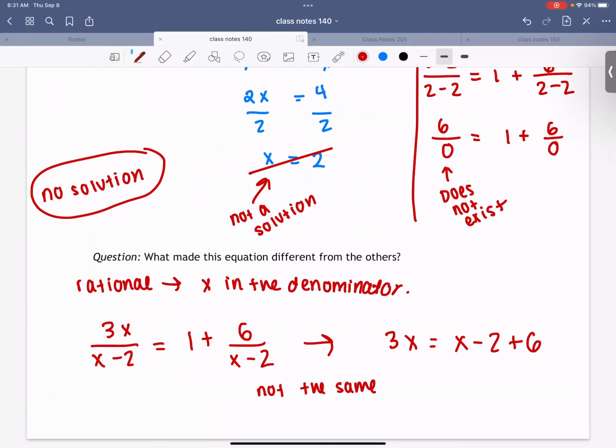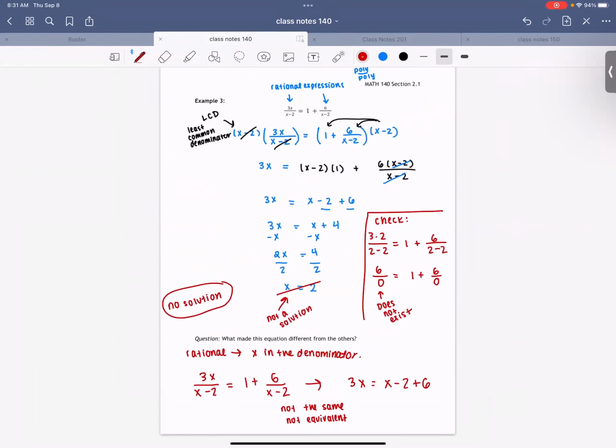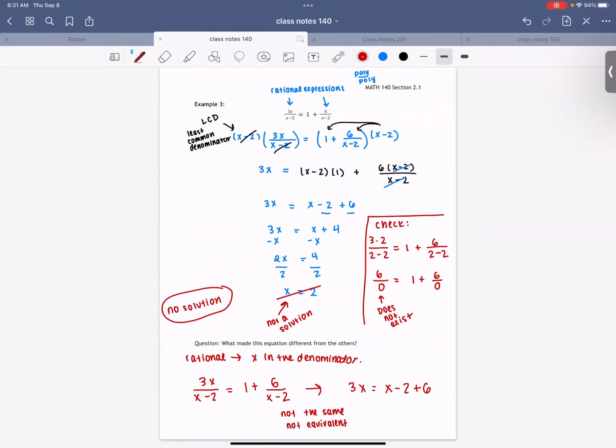And when I say that, I mean they're not equivalent equations. Even though you did some work to get from one to the other, they are not equivalent, because the one on the right has x equals 2 as a solution. The one on the left does not have x equals 2 as a solution. And we'll talk about why these two are not the same a little bit later in the class. So just something I want you to think about. Any questions before we get into a little bit more complicated rational equations?